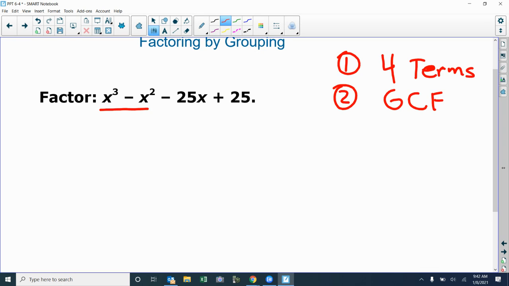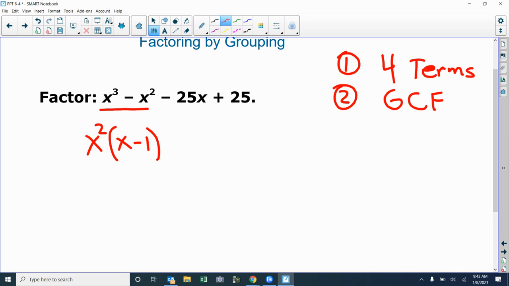That's why it's called grouping. I'm gonna group the first 2 and take the greatest common factor. What's the greatest common factor out of those 2 things? Anybody? What can come out of both terms? All right, x squared. What's gonna be left is x minus 1. Remember, we take the whole thing out, we gotta hold that spot with a 1, right?